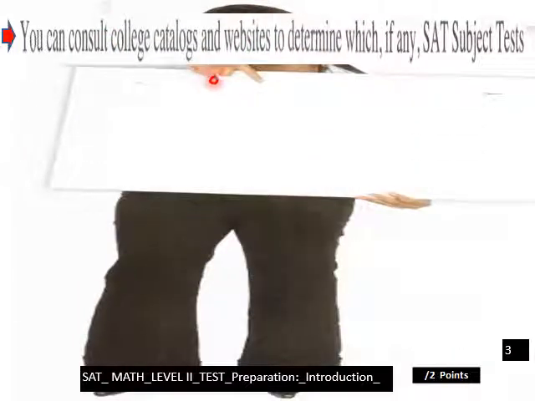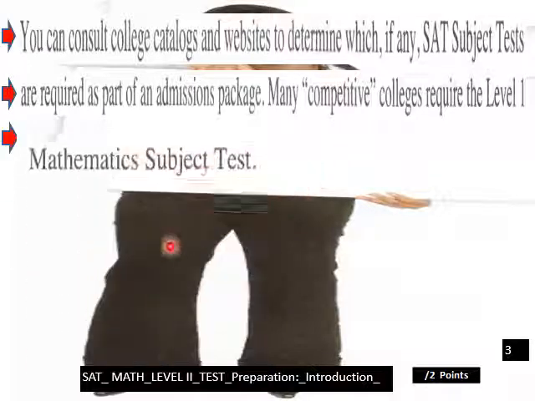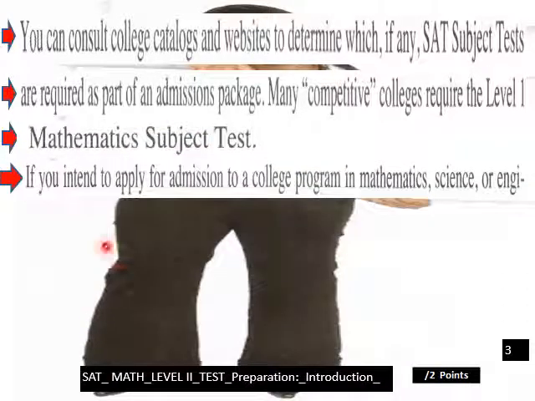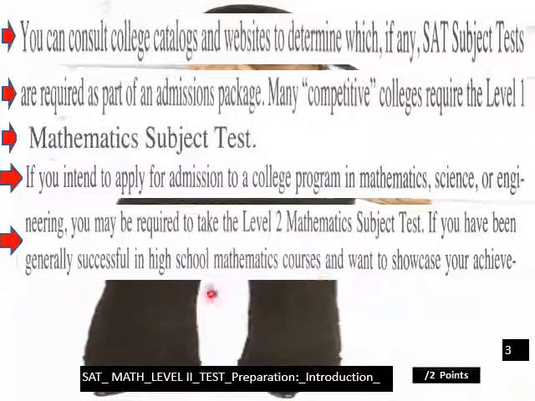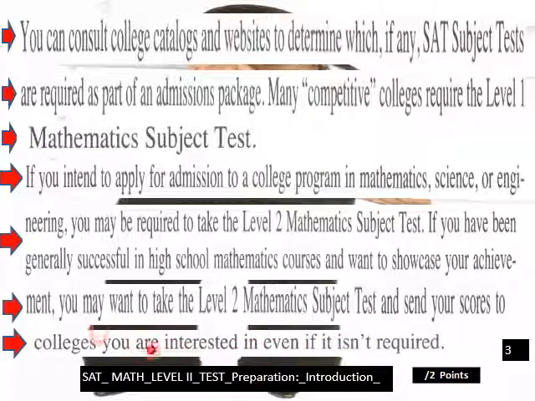You can consult college catalogs and websites to determine which, if any, SAT subject tests are required as part of an admissions package. Many competitive colleges require a Level 1 math subject test. If you intend to apply for admission to a college program in mathematics, science, or engineering, you may be required to take the Level 2 math subject test. If you have been generally successful in high school mathematics courses and want to showcase your achievement, you may want to take the Level 2 math subject test and send your scores to colleges you are interested in, even if it isn't required.